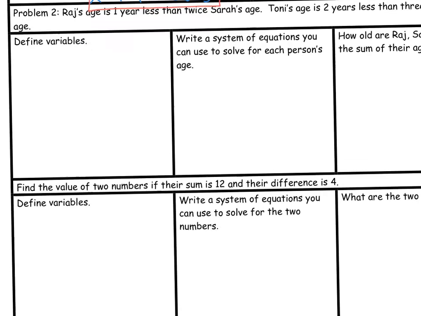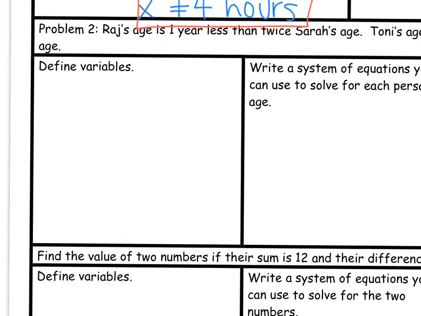Okay, moving on to problem number 2. Raj's age is 1 year less than twice Sarah's age. Tony's age is 2 years less than 3 times Sarah's age. So the first thing we need to do is define our variables. Let's do that right here.